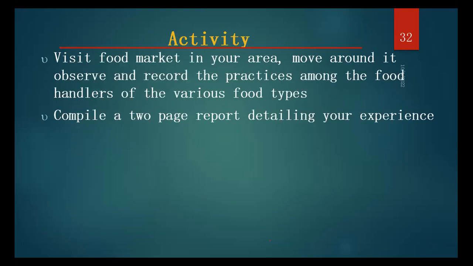You could go to the next slide. There is an activity. In this activity, you will be required to visit a food market in your area, move around it, observe and record the practices of the food handlers, and compile a report on your observations.